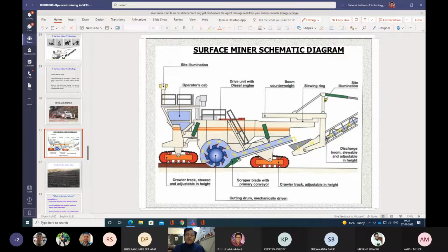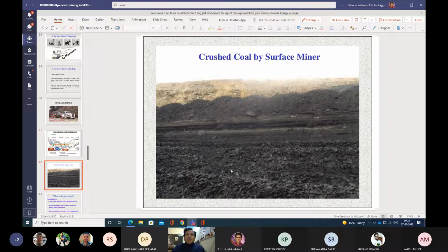There is no need of crushing the material. You will get the crushed material. You see this layout of the mine. You see here crushed coal. There is no need of crushing. You are getting crushed coal. This is the coal you are getting, which is very much crushed to the required size. There is no boulder, so you are getting the crushed coal by surface miner.